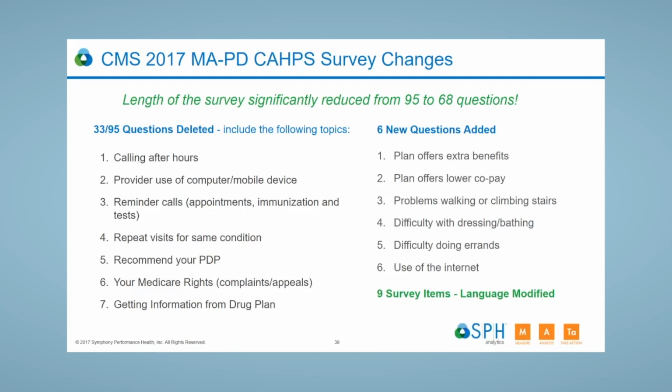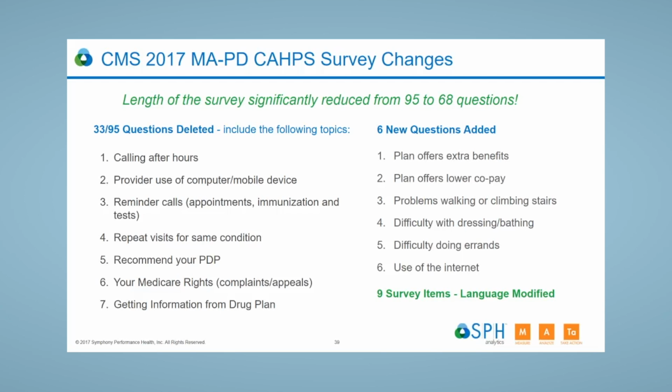So as you can see here, we have a total of 33 questions that were deleted from the survey. This includes questions related to themes about calling after hours, about whether or not providers use a computer or mobile device during the appointment. They also removed questions about reminder calls and about repeat visits for the same condition. They also removed two domain and composite areas. So they removed the section about your Medicare rights, talking about complaints and appeals. And CMS also removed the questions in the getting information about your drug plan composite.